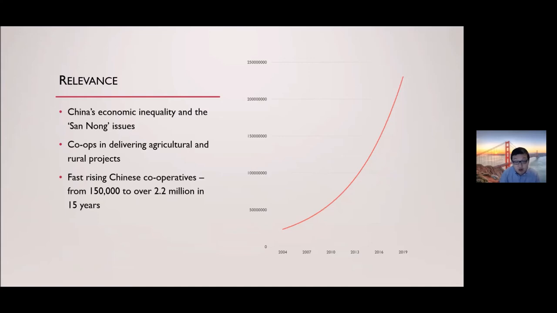So for China, co-op is a new and emerging topic, and it's about a new and emerging phenomenon. There are gaps and potential to be fulfilled, which especially requires high quality international collaborative work. That's why we want to bring this to this conference.